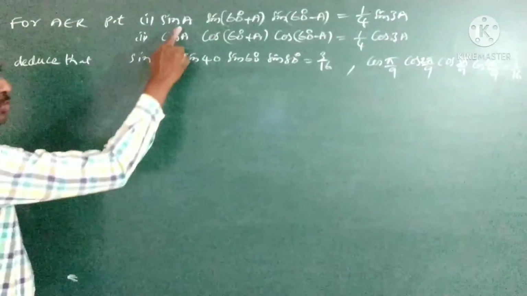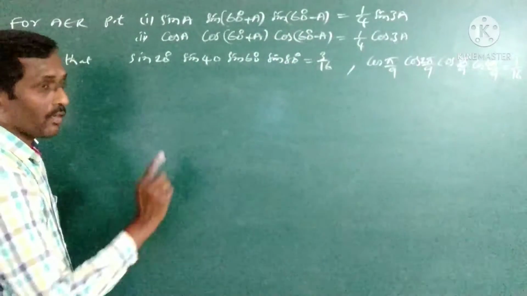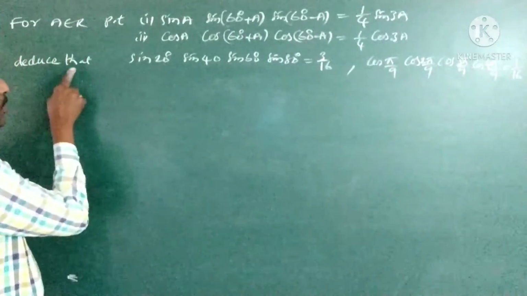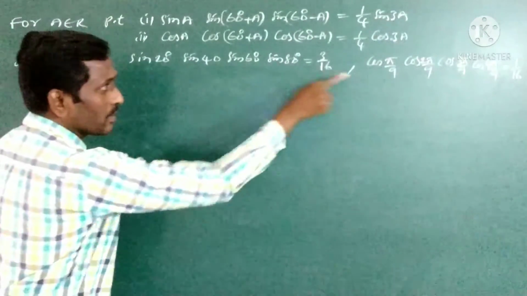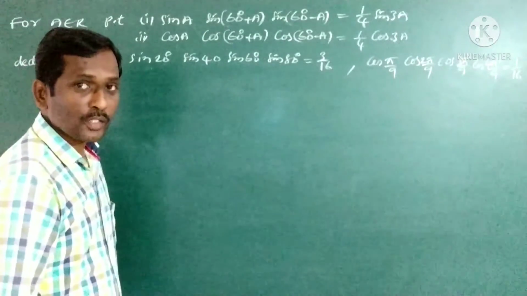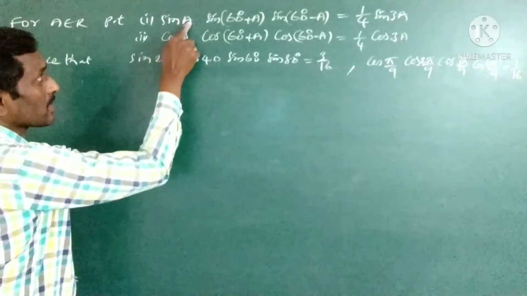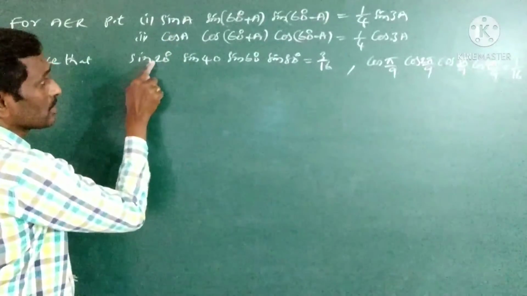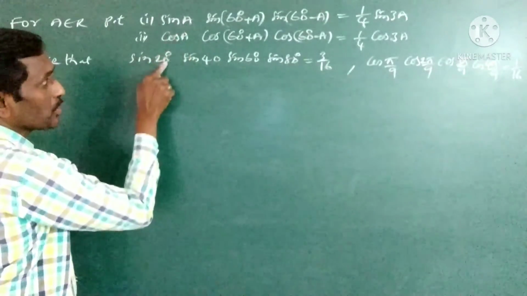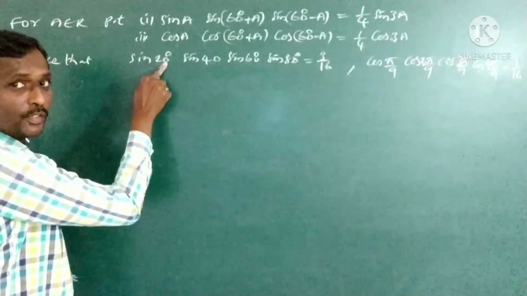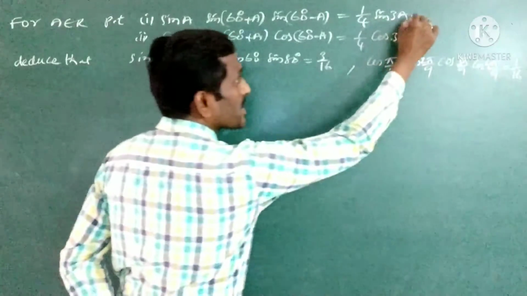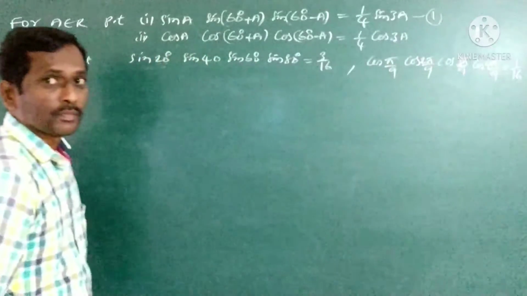Now, we have shown these two results. After showing the result, deduce that this value. Deduce means what? We have to write the angle is equal to some result. So here the sine function will go first. Put A as the value 20. Suppose I say it is equation 1.